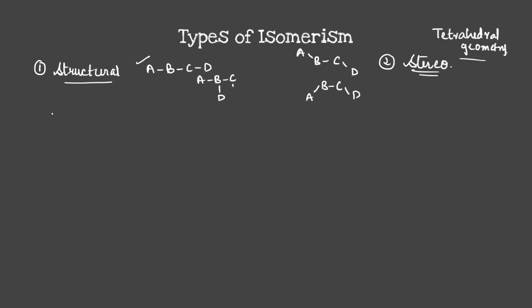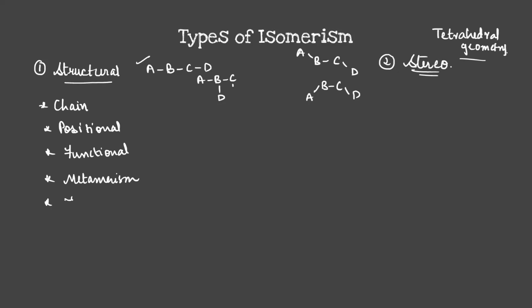Now, structural isomerism is classified into 5 types. You have chain isomerism, positional isomerism, you have functional isomers, you have metamers, metamerism, and then you have tautomerism. Sorry, these are different types of structural isomers.